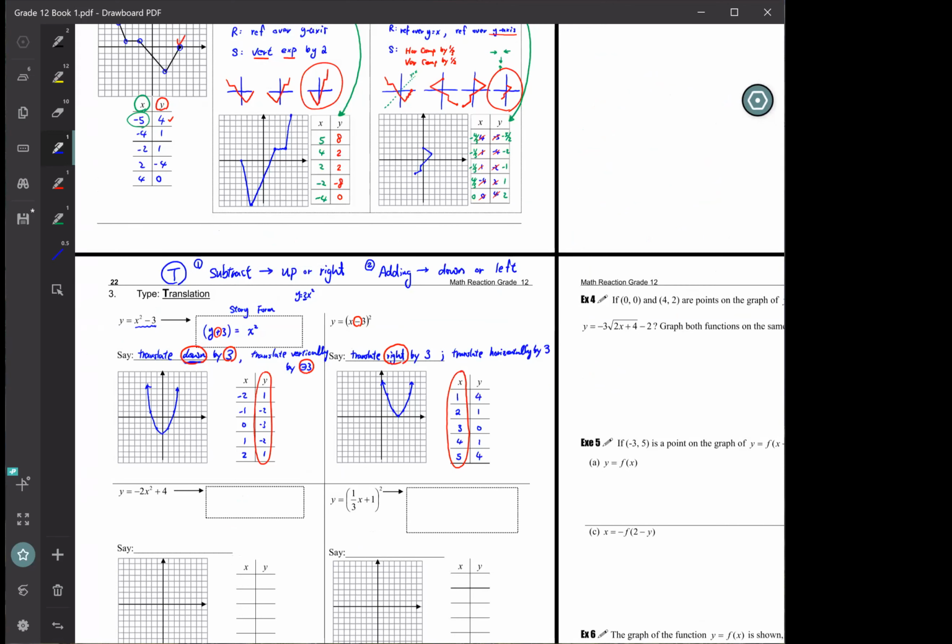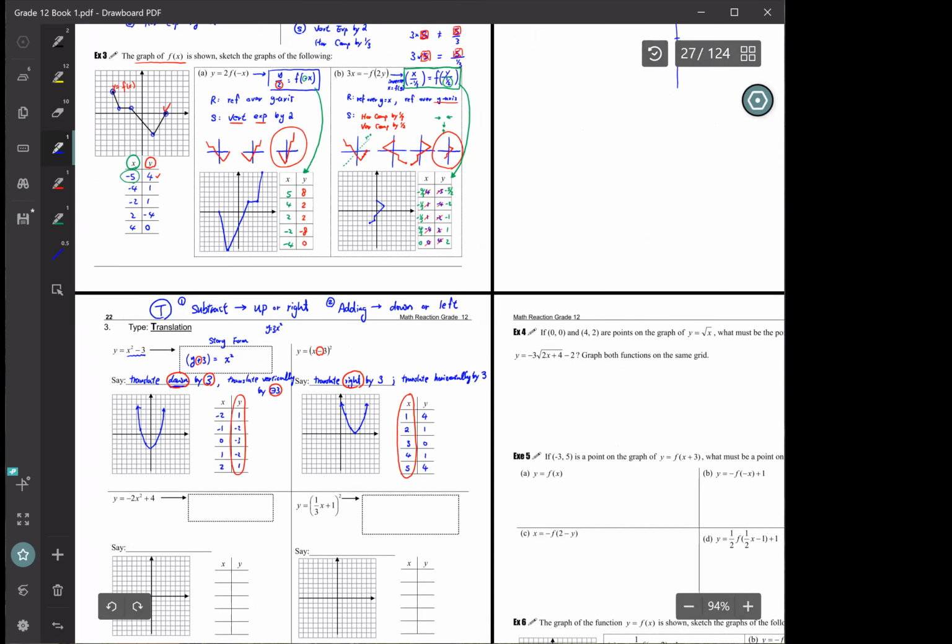Subtract is up and right. Adding is down and left.